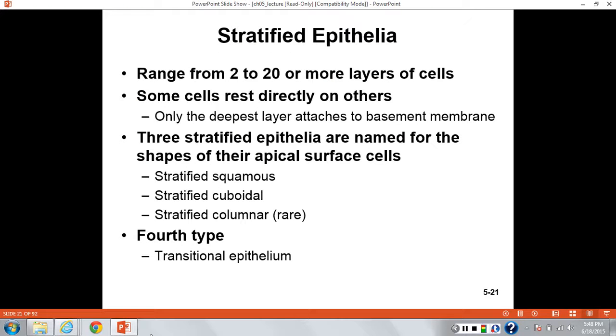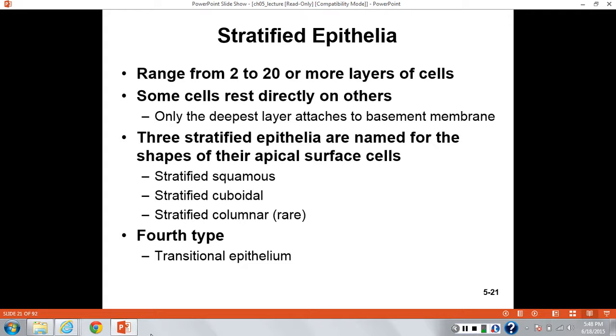Stratified means what? Multiple layers. Stratified can be squamous, cuboidal, and columnar. You also have a fourth type called transitional, and we're going to find the transitional epithelial cells in the bladder.